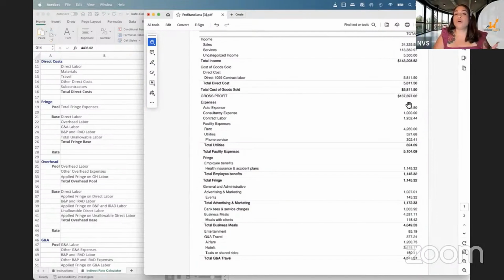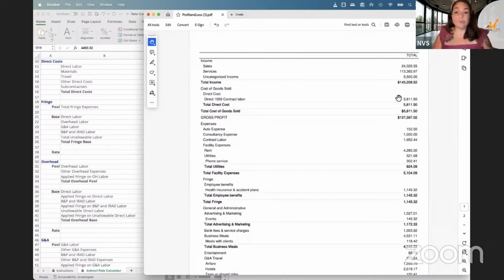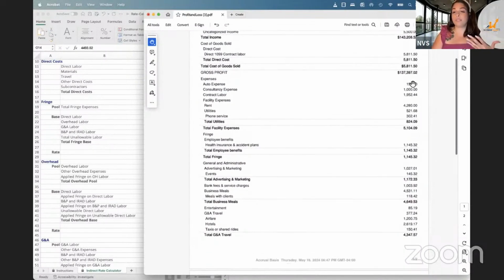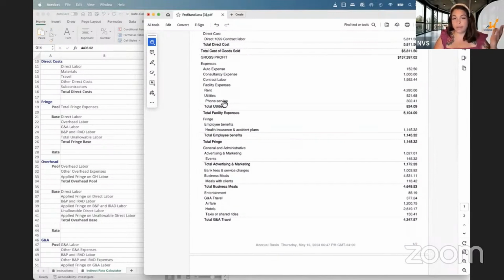So total cost of goods sold, as you can see, the gross profit margin here is 137,000, right? But it doesn't end there. I've paid all my employees, I've bought materials, I've paid for travel, I've done all the stuff. I still have expenses. So those expenses can be anywhere in your expenses. You can have your utilities. All of this is overhead costs: facilities expenses, contract labor, rent, utilities, phone, all that good stuff, right?